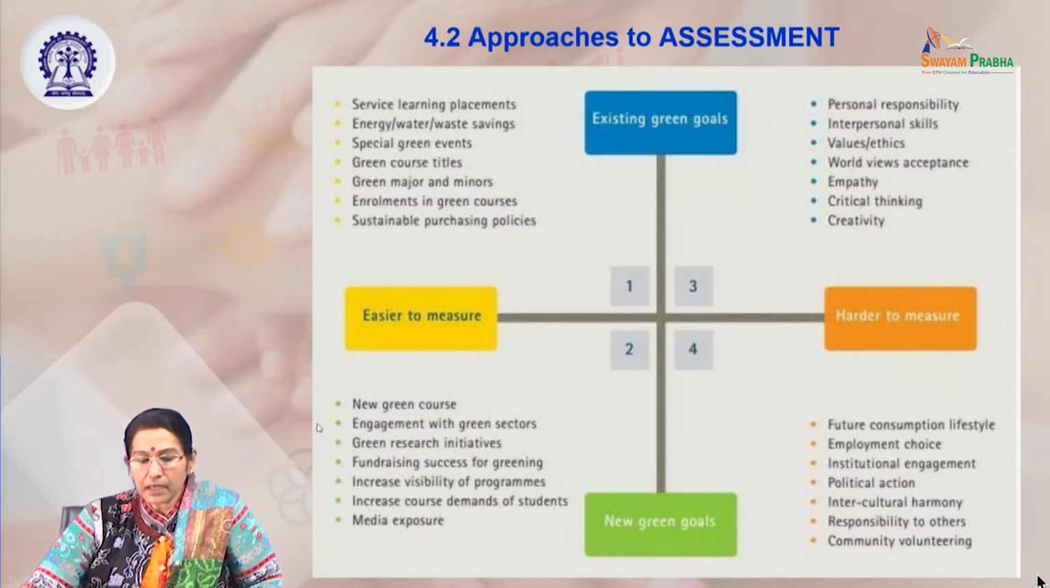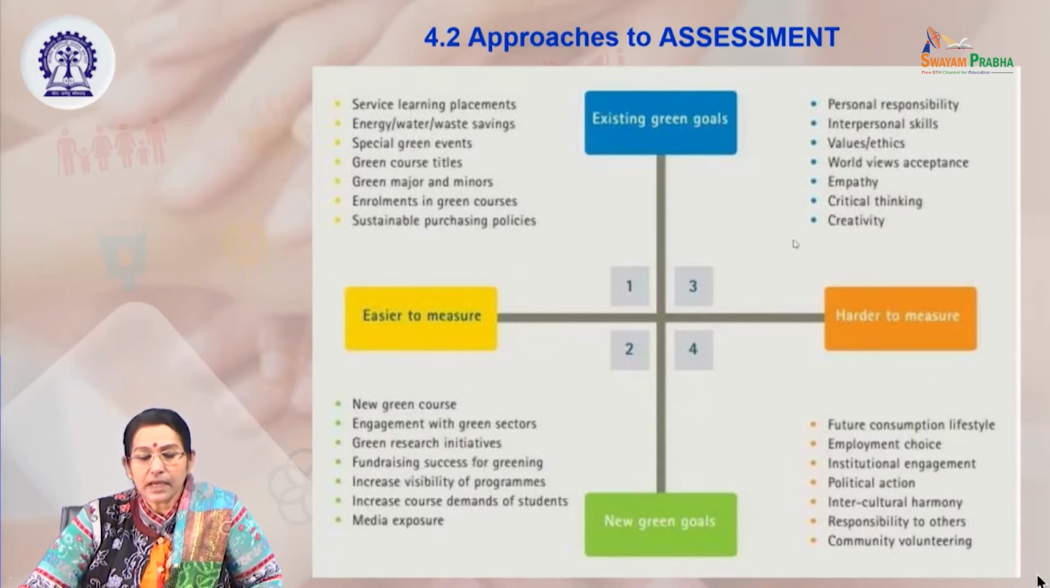From another domain, that is easier to measure and harder to measure. Suppose we are moving in this framework, it is a continuous framework, and from here to here we are coming. So, in these 4 quadrants, what are the aspects to be assessed? First, from the existing green goals, the initial assessment: service and learning placements, energy, water, wastage, savings, special green events, green courses, titles, green majors and minors, enrollments, all kinds of things, policies, etc., will be analyzed.